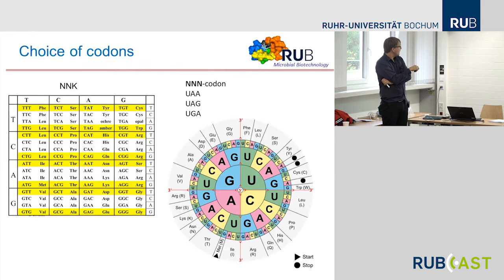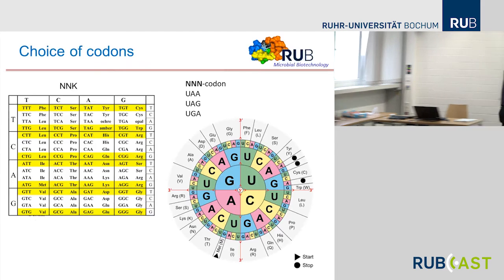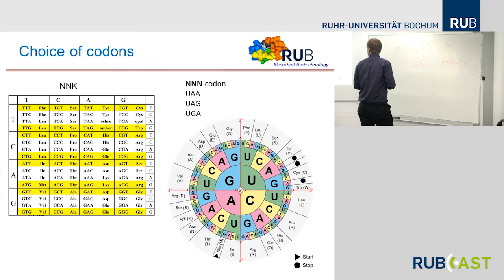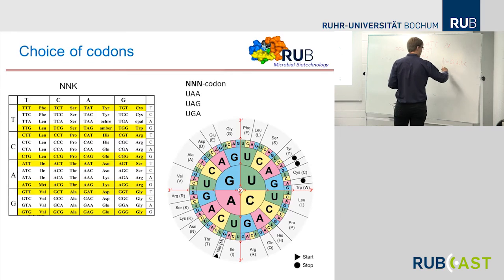So the choice of codons, you can restrict it even more. So N stands for G, A, T, C. K stands for, let me see here, what are we missing here? K stands for T and G.